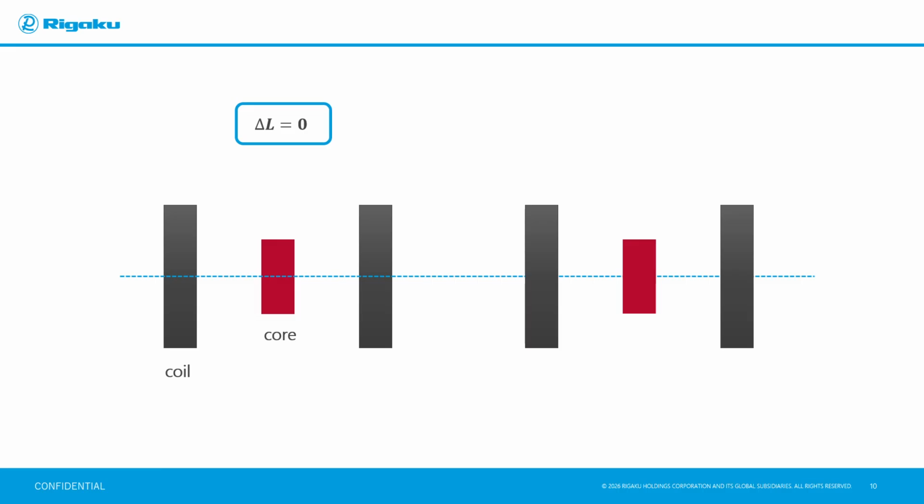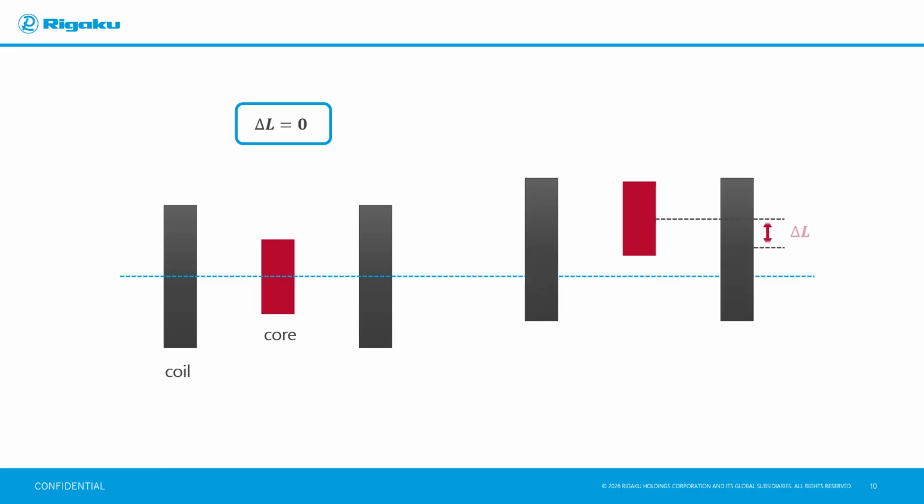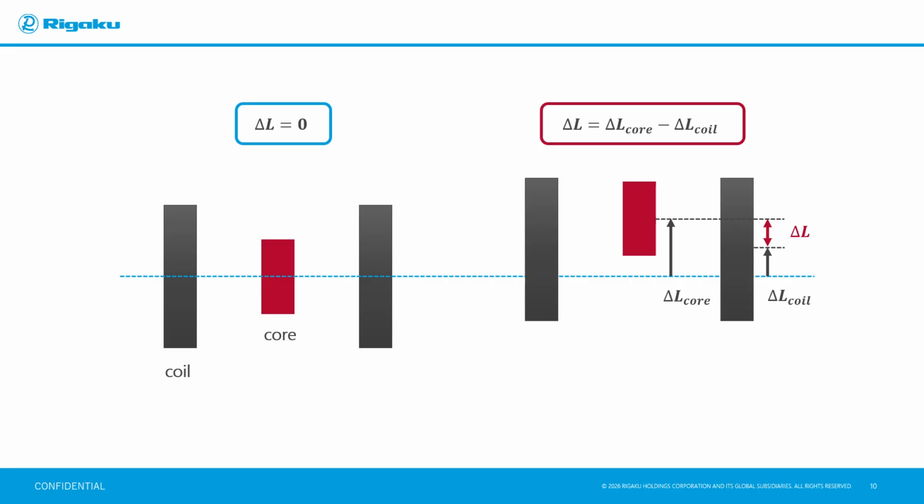For example, let the positional change be 0 when the core is at the center of the coil. After the core and coil have moved as shown in the figure on the right, the relative position has changed by delta L. If we express the displacement of the core and coil as delta L core and delta L coil respectively, then delta L equals delta L core minus delta L coil.